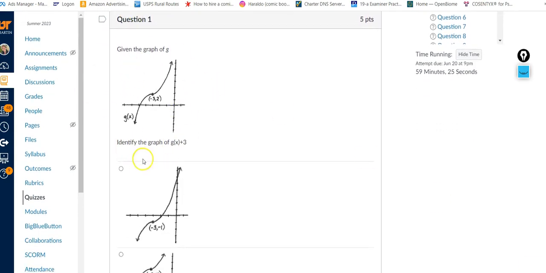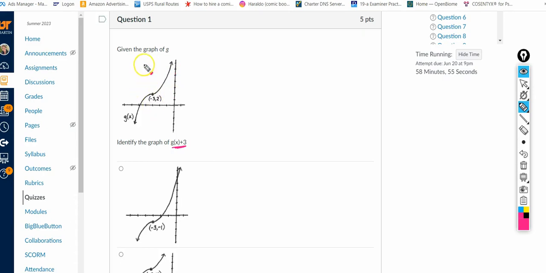And this is the graph that's given, and they want you to identify the graph of g of x plus 3. So when your plus 3 is just tacked on at the end, then we have added 3 to the equation, and when you add 3, you shift 3 units up. So this point is going to be shifted 3 units up. 1, 2, 3.